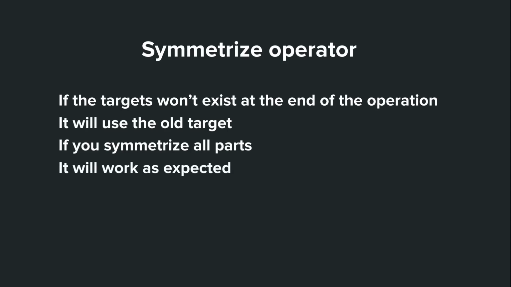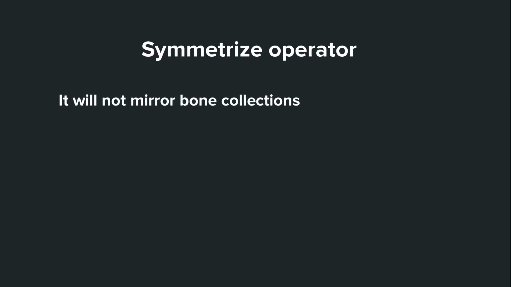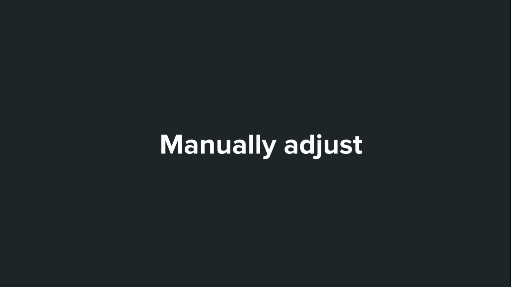So what doesn't the Symmetrize tool do? It's not going to symmetrize any bone collections. So if you have them in a collection called collection.L, it's not going to put those new bones into a new collection called collection.R. It's going to leave them in the collection where they are. You'll manually have to adjust that. And it also won't do anything with the drivers. It won't mirror them. In fact, it won't even copy them. So anything to do with collections and drivers is something that you're going to have to manually adjust.